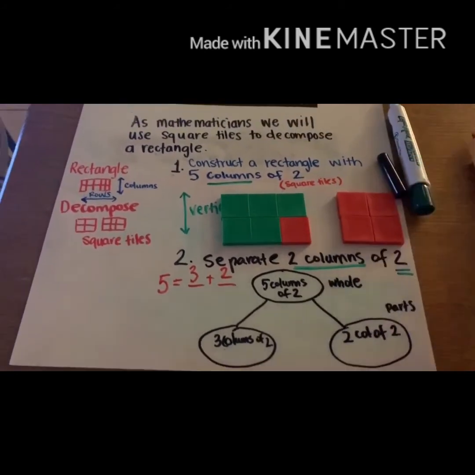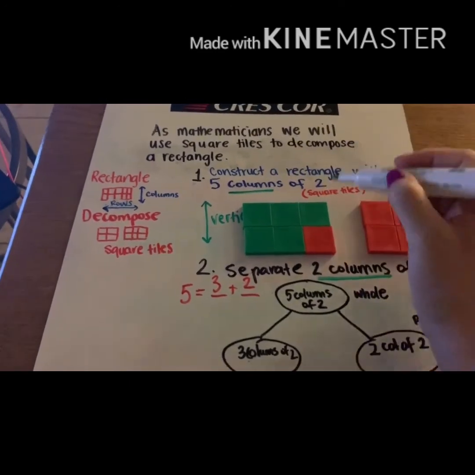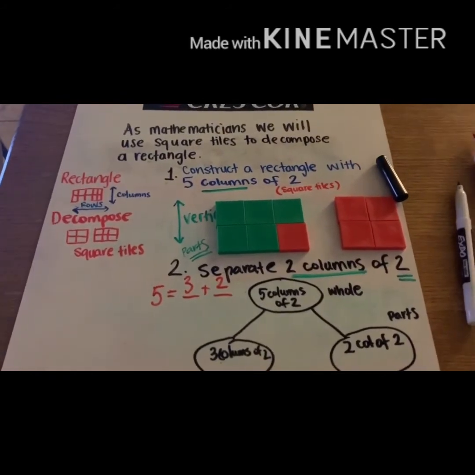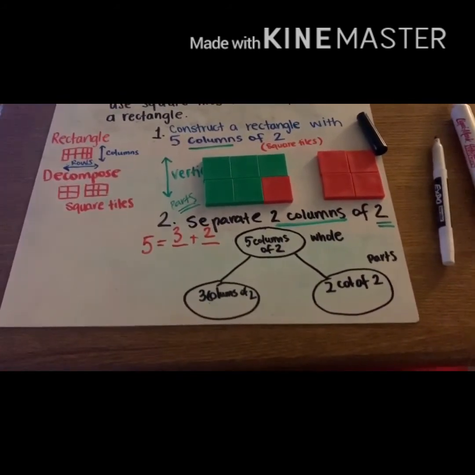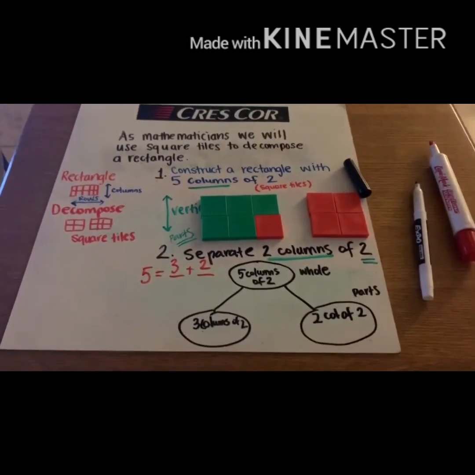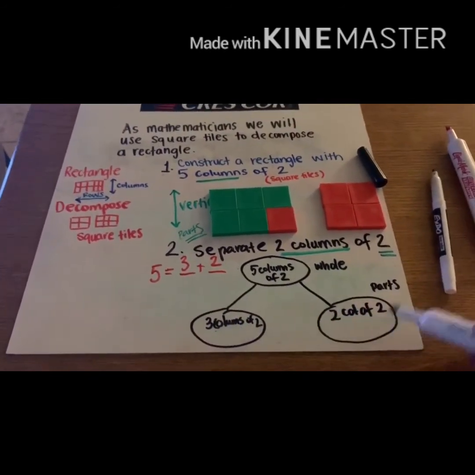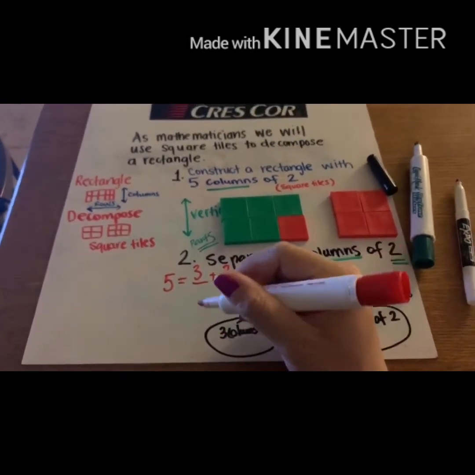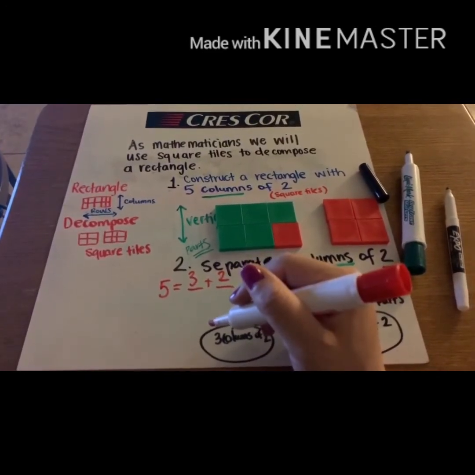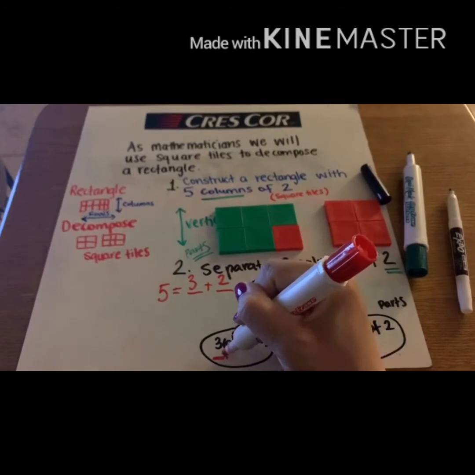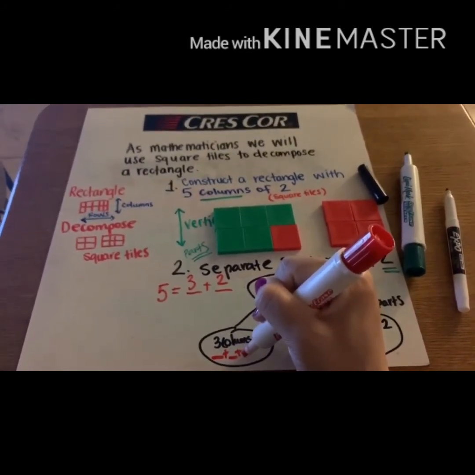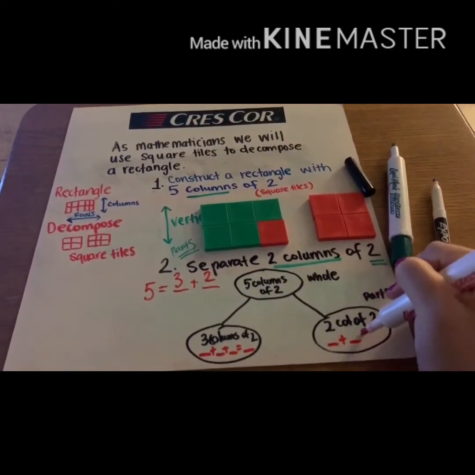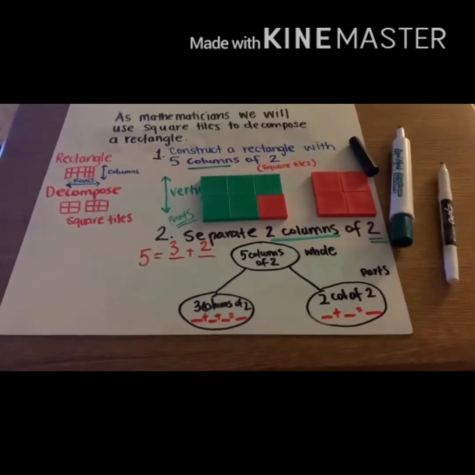Now remember, these are the parts. These are now the parts. Now finally, you'll see on your Google slide that you need to write a repeated addition sentence for your parts. So you'll see something that looks like this. And that's your repeated addition.